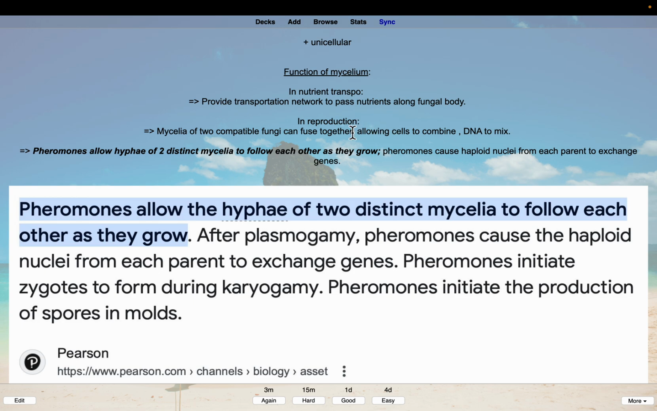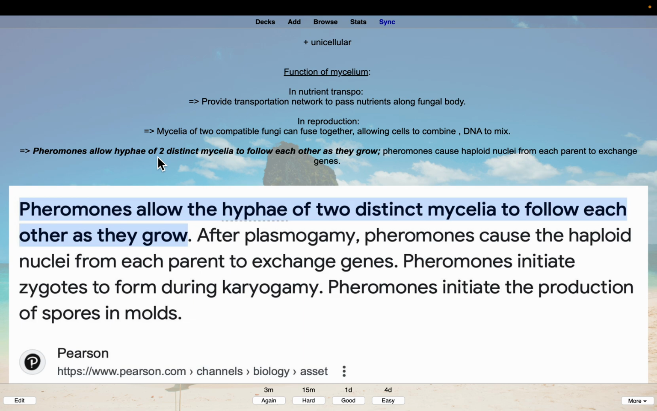In the context of reproduction, mycelia of two compatible fungi can fuse together, allowing cells to combine and for DNA to mix. So in a certain way, maybe don't quote me on this, but I personally think that mycelia might be just synonymous to dating apps. If that helps you remember a definition that's closest to the function of mycelia in the context of reproduction, then it may be useful, right? Who knows? But of course, find whatever is useful to you. Yeah, that's all I'm gonna say.